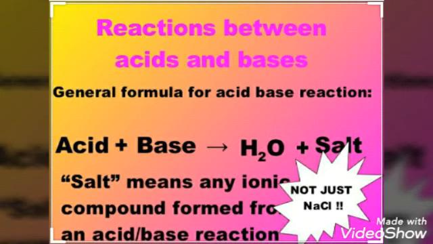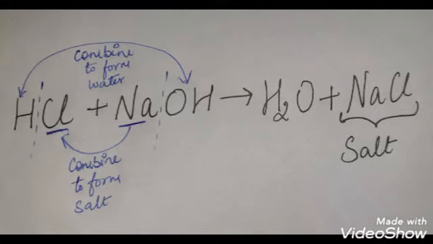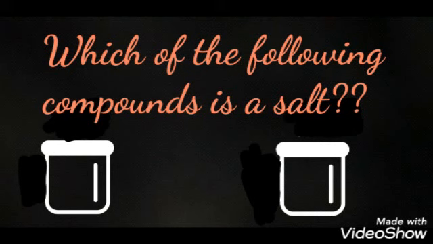When acids react with bases, then salt and water are formed. For example, when hydrochloric acid reacts with sodium hydroxide, then the H positive ion from hydrochloric acid and the OH negative ion from sodium hydroxide will combine to form water, and the other substance formed along with water will be termed a salt. Now, how will you recognize whether the given compound is a salt or not?